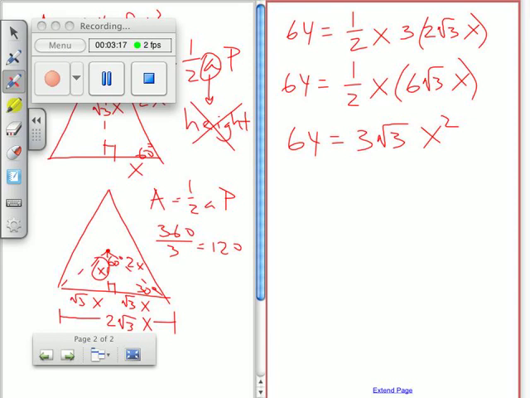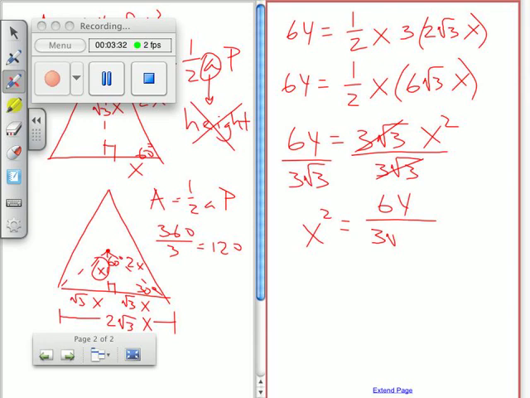So to solve this for x, I'm going to divide both sides by 3 times the square root of 3. Okay, so 3 times the square root of 3 cancels here and here, and I'm going to be left with x squared is equal to 64 divided by 3 times the square root of 3.